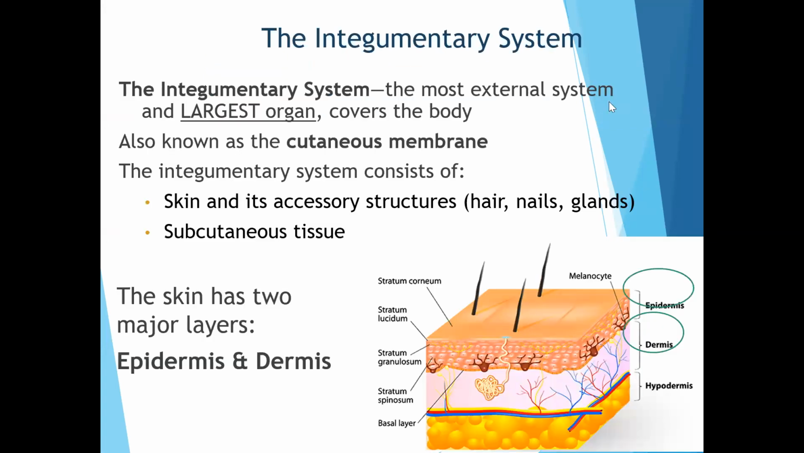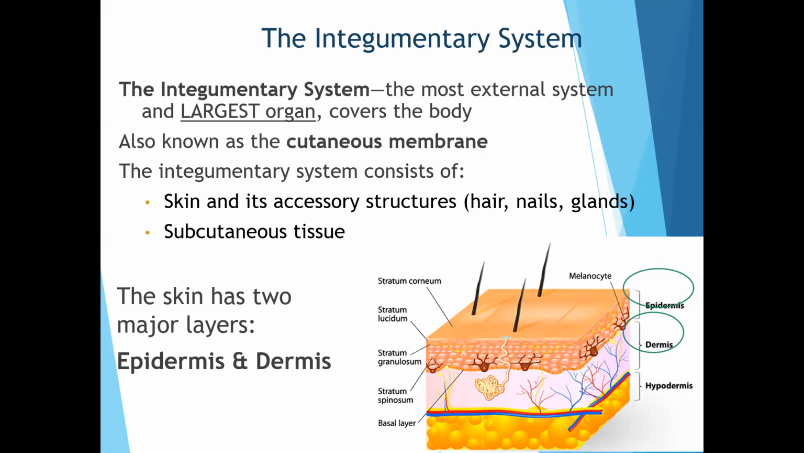So you can mostly think of the integumentary system as your skin, but it's not just the skin. That's why it's not called the skin system. There's a lot of other structures like your hair and nails that are included in the integumentary system. So obviously this is our most external system, and it's also our largest organ. It covers the whole body. Another name for this would be the cutaneous membrane.